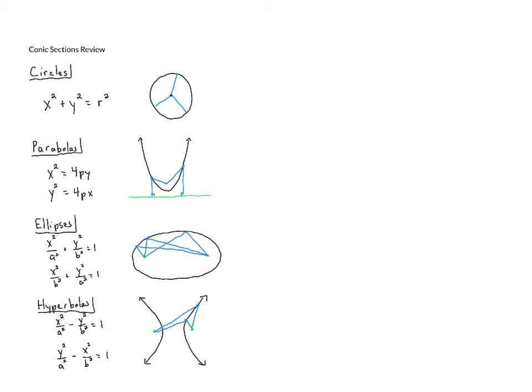So all of these shapes are defined as the set of points such that something is true about the distances. Now, the last thing I want to talk about is the reflective properties of each of these, because they have very interesting reflective properties. I'm going to go and try and draw all of these again over here. So we've got a circle, we've got a parabola, we've got an ellipse, not my best ellipse, and we've got a hyperbola.